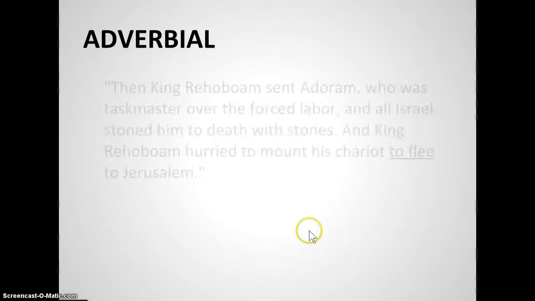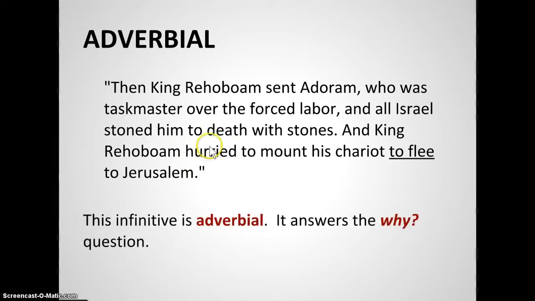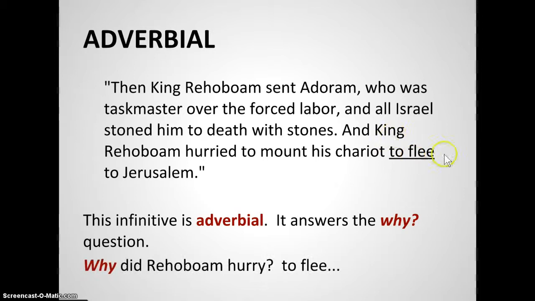So let's look first at an adverbial infinitive. Here we have the account of Rehoboam. And when he saw that he was in trouble, he hurried. So here's the subject, Rehoboam. Verb, hurried. Why did he hurry? Well, he hurried to flee. So that means this infinitive, to flee, and notice how easy that is to pick out. It's to plus a verb.